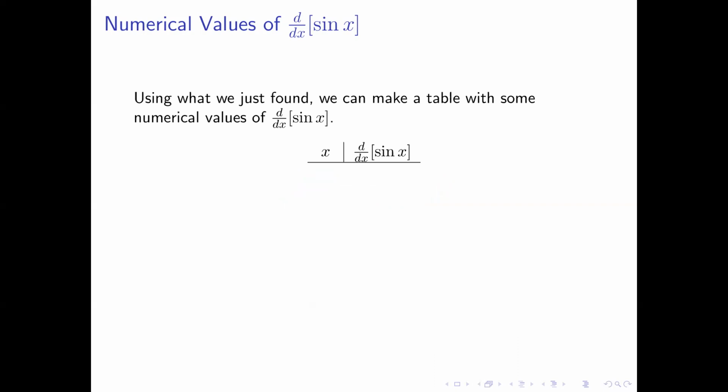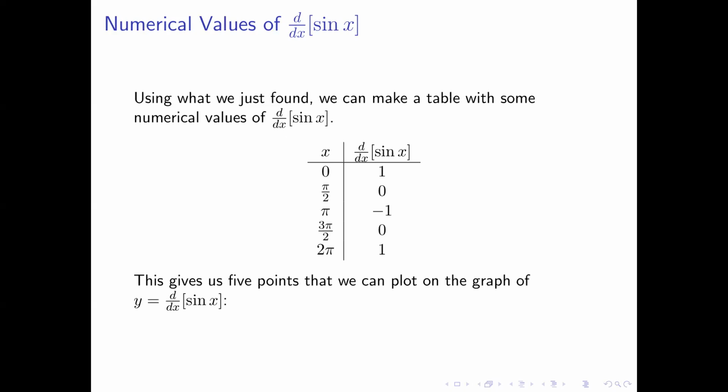It'll look like this. When x is equal to 0, the derivative of the sine function must be equal to 1. When x is equal to pi over 2, the derivative of the sine function will be 0. At pi, the derivative is -1. At 3 pi over 2, the derivative is 0 again. And at 2 pi, the derivative is 1 again. Those are all the things we figure out by looking at the tangent lines we just examined and their slopes.